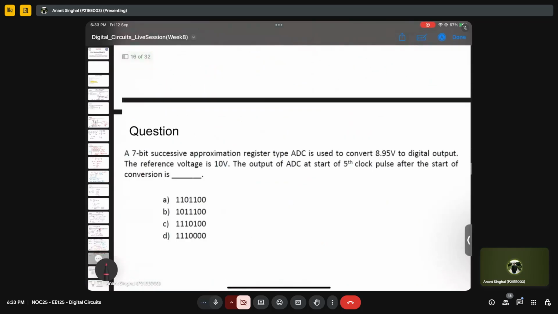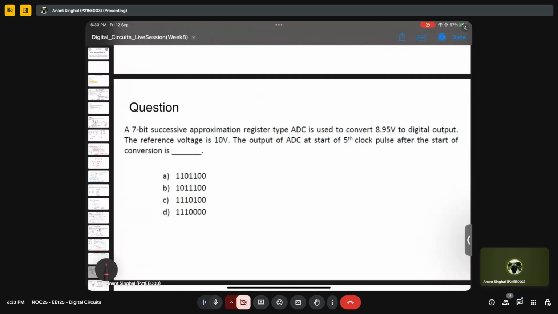So let's try this question now. This is a similar question. Now the question says we have a 7-bit ADC. We have an input of 8.95. We have a VREF of 10 volts. The output at the start of fifth clock. So this is exactly the same question. You just need to work one by one and let me know what is the answer. Is the question clear to everyone? Okay, just try out. Maybe take 4 or 5 minutes and let me know the answers in the chat box.